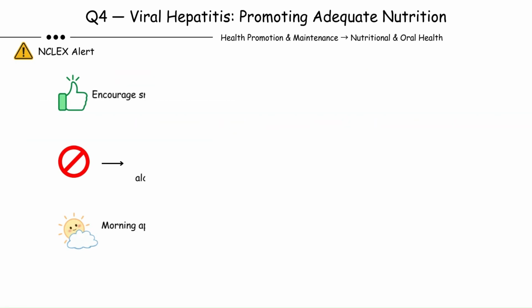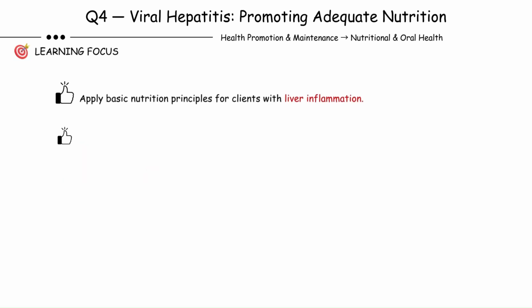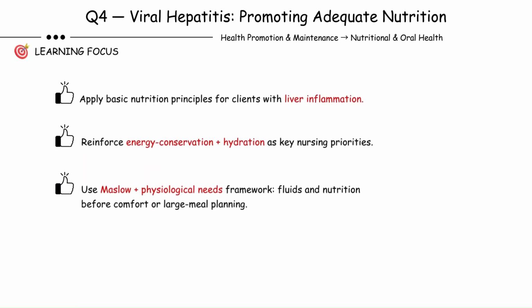NCLEX alert. Encourage small, frequent, low-fat meals with plenty of fluids and rest periods. Avoid alcohol and any hepatotoxic medications. Schedule the main meal earlier in the day when appetite is best. Some key takeaways. Hydration, gentle nutrition, and energy conservation are the foundation of care for viral hepatitis. Think: fluids before food and light meals before large ones. You've covered liver nutrition. Now let's move to the next question and apply more reasoning on disease-specific cues.